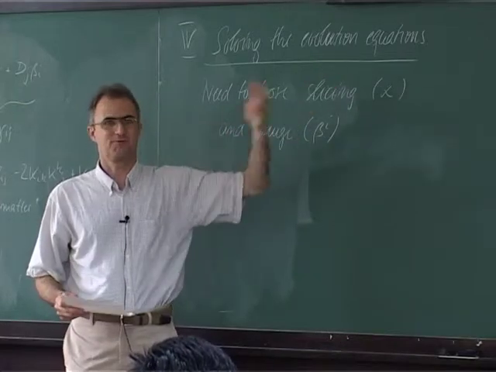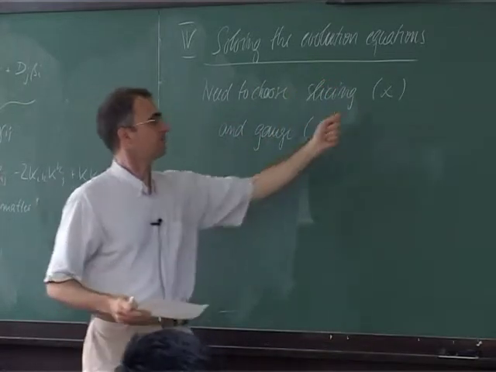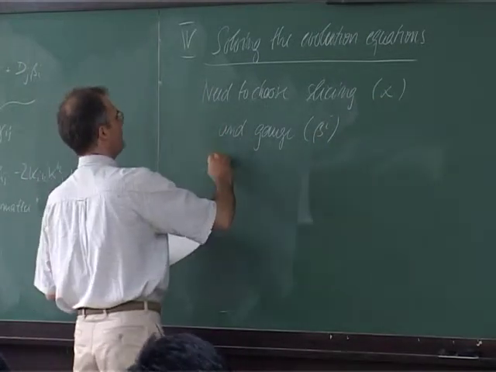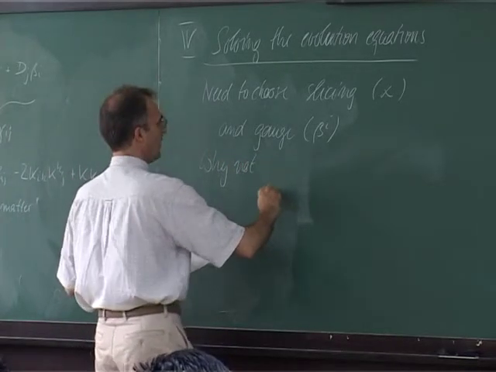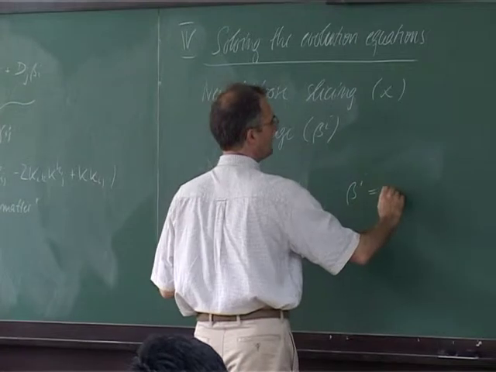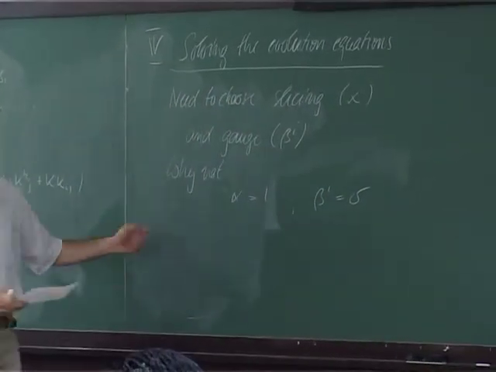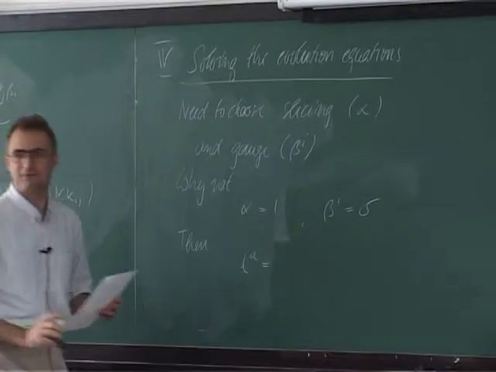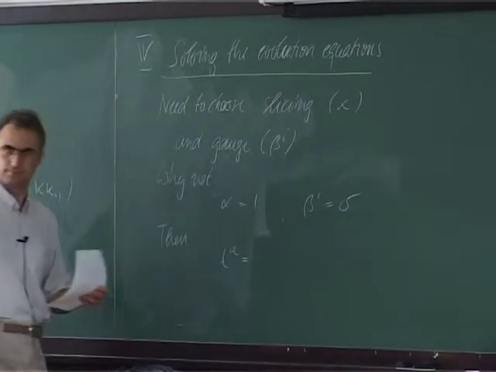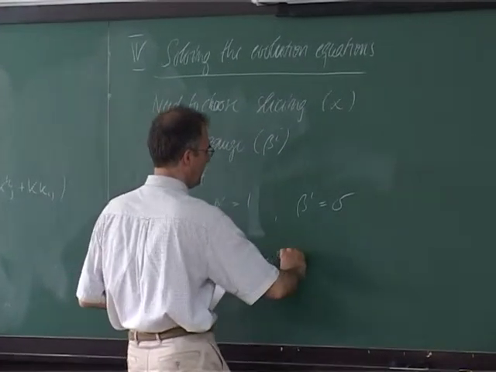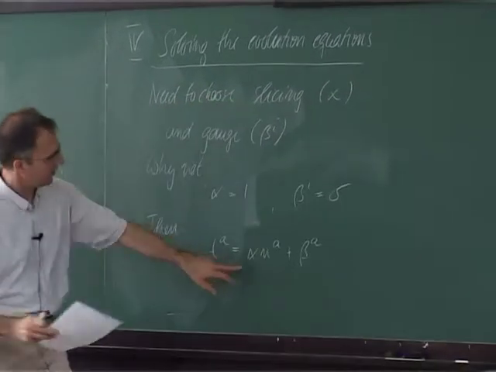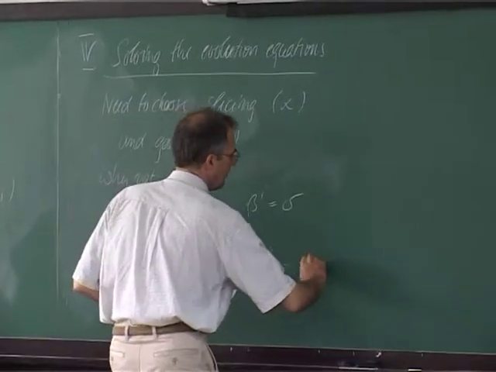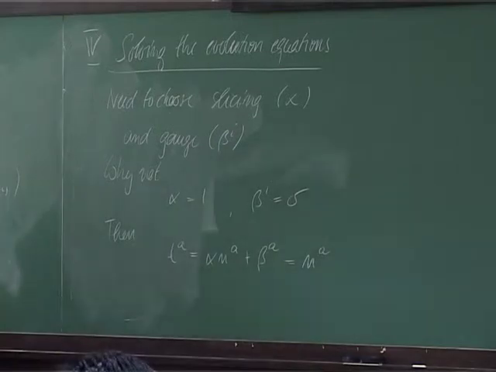What is the simplest choice that comes to your mind? Lapse equals 1, right? And beta equals 0. Exactly. So why not alpha equals 1 and beta^i equals 0. What do we know about our time congruence, about our time vector then? T^a, how was T^a defined? Exactly, it was alpha N^a plus beta^a. Now you told me I should choose alpha equals 1, beta equals 0. So now we see that our T^a is exactly the same as N^a, right?